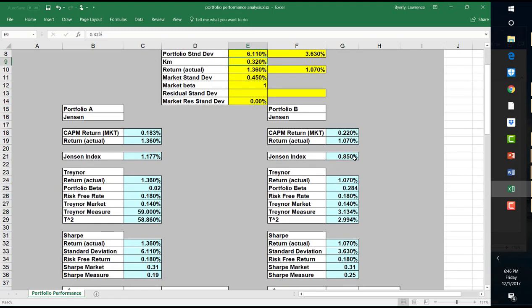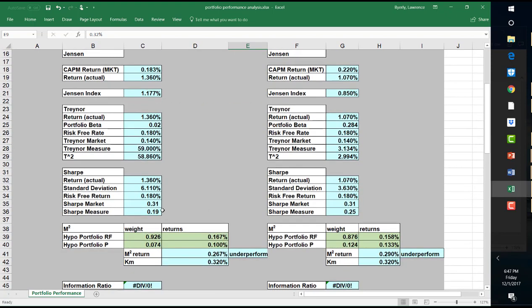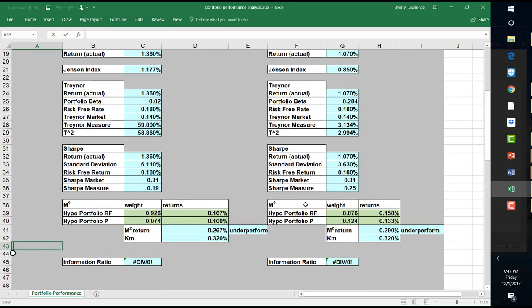Again, A is better than B. Treynor measure. Both stocks are now better than the market itself, which also means that A is still in this case better than B. If you look at the Sharpe Index, again, the market's 0.31, but the Sharpe measure for A is bad. It's negative. It's less. It's also less for B. So the Sharpe Index says that these two assets, using the Sharpe measure, which is a risk-adjusted measure, are not performing as well as the stock market is.